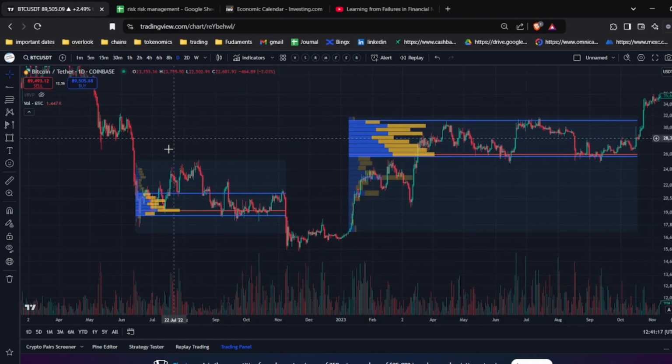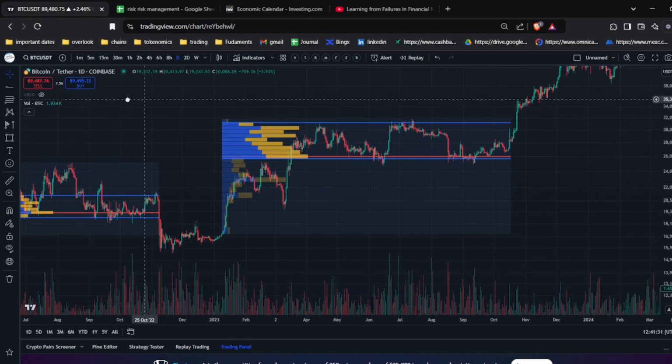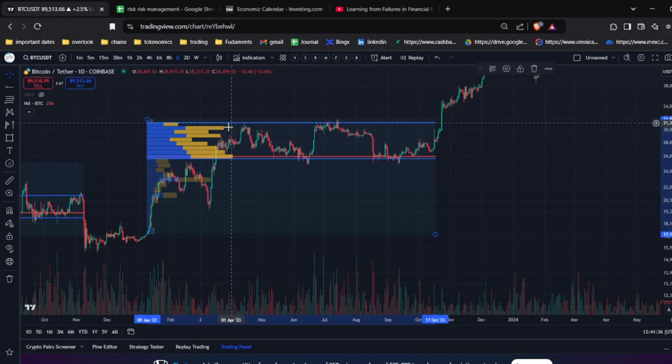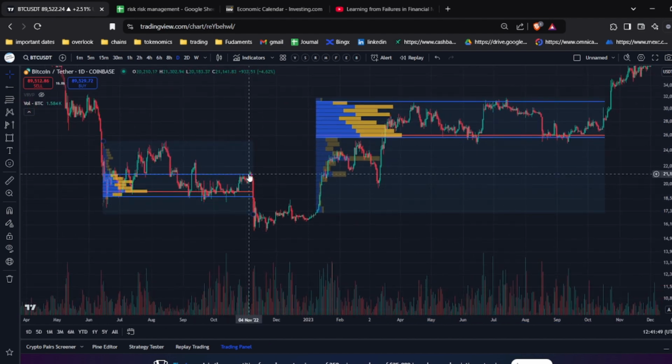Now we can go over the components of fixed volume range. The most important thing is the point of control. This is the price level with the highest trade volume. In this range you can see this is the highest trading volume for this price. In this case there is a point of control. You can see it's often like a strong magnet for price, either as support or resistance. In this case this was support 2 times. In this case that was rejection.